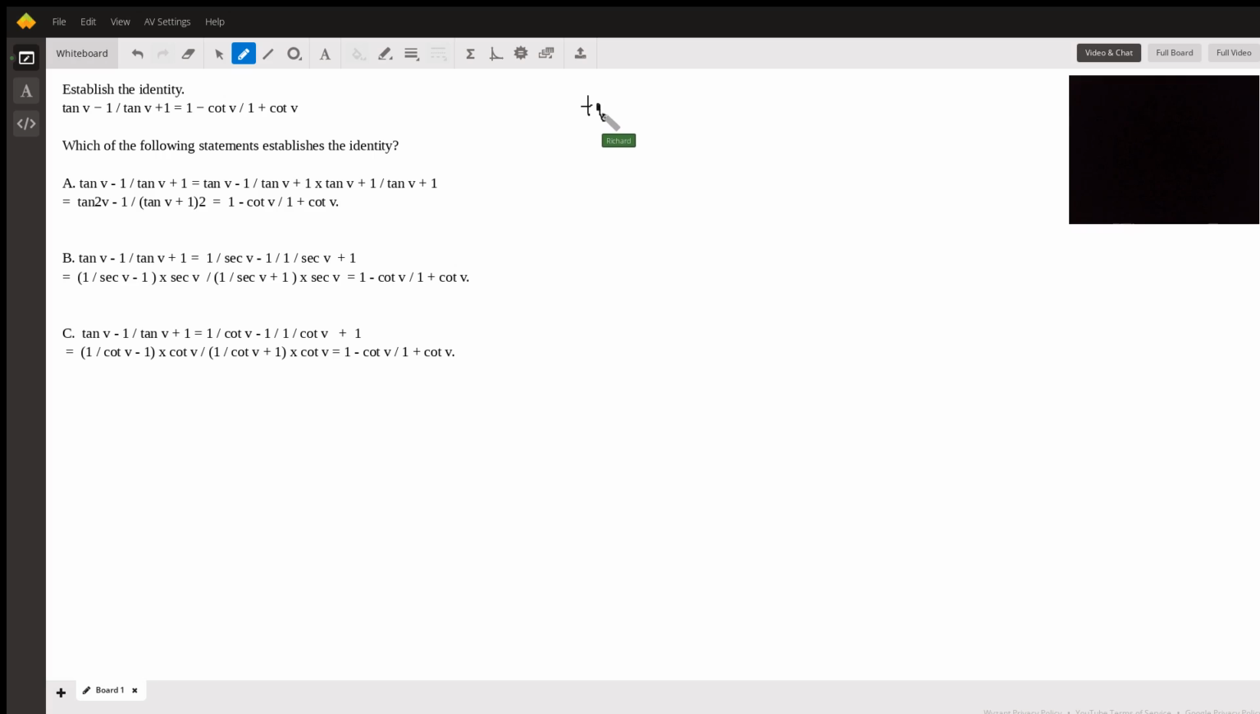So tangent of v minus 1 over tangent of v plus 1 is equal to 1 minus cotangent of v divided by 1 plus cotangent of v.